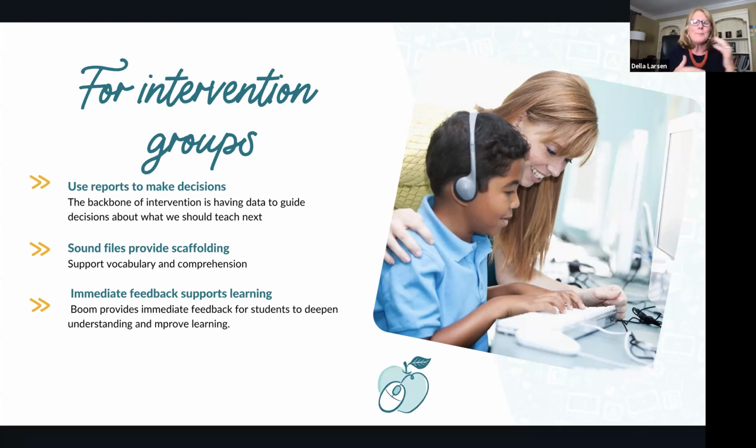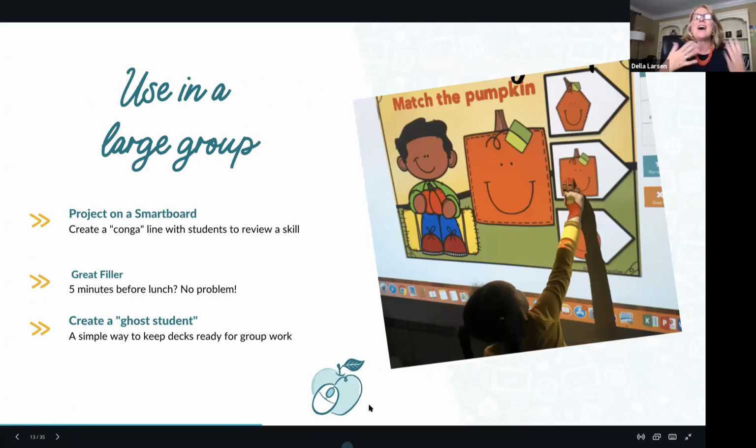And also, we go right back to that same thing again with the immediate feedback. If kids start making the same mistake over and over again, it's hard to change it. And Boom will stop them and say, whoops, and they have to come up with the correct answer. So that immediate feedback is so important for informing the students' learning to deepen their understanding. So, I mean, Boom cards were literally made for intervention groups. They're perfect for them.